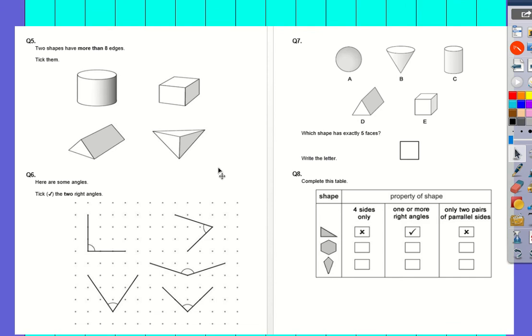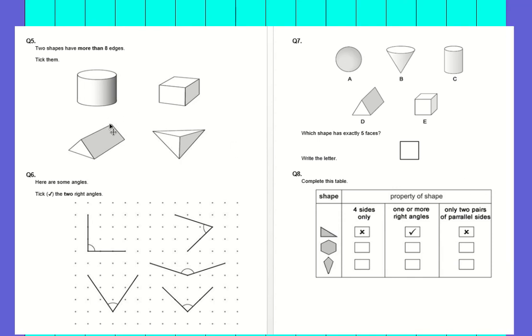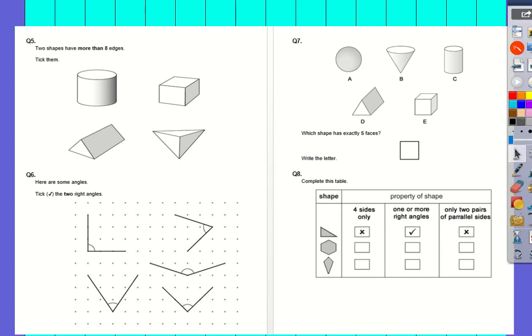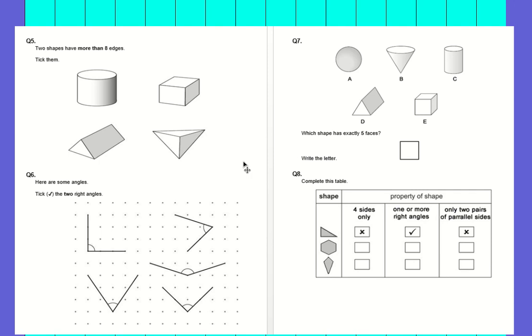Question 5. 2 of these shapes have got more than 8 edges. Can you tick the ones that have got more than 8 edges? Question 6 is, here are some angles. Please put a tick by the 2 right angles. So 2 of those shapes are right angles. Can you put a tick next to the 2 that are right angles? Question 7 is asking you which shape has exactly 5 faces. So which one of those shapes there has got 5 faces?